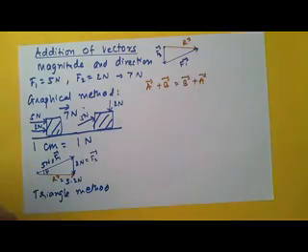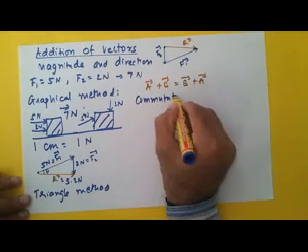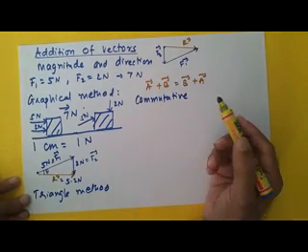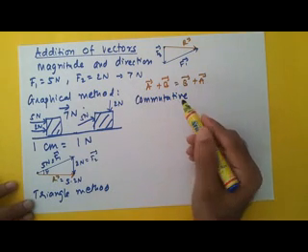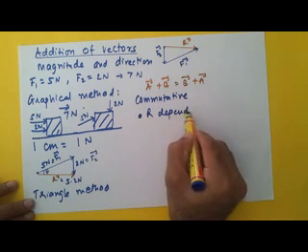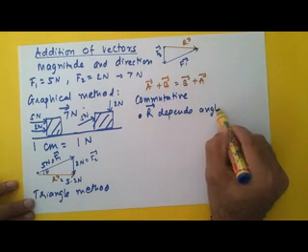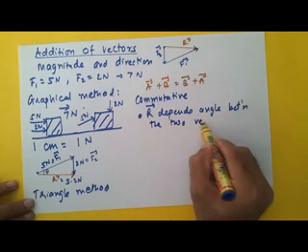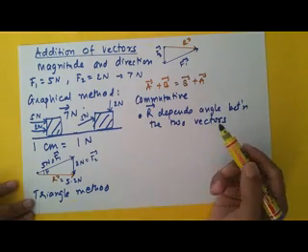Right? And this means that vector addition is commutative in nature. The sequence in which we add the vectors does not matter. Right? This is one of the properties of addition of vectors, that the addition is commutative. And another point that I want to mention over here is that the resultant R that we found out depends on the angle between the two vectors. Meaning that if the angle between the two vectors changes, the resultant would change.